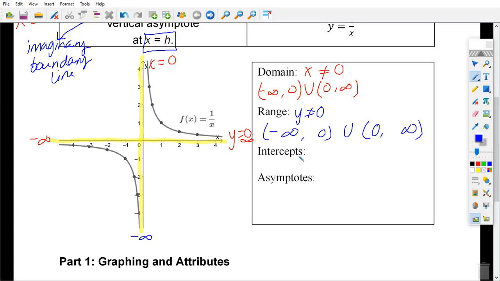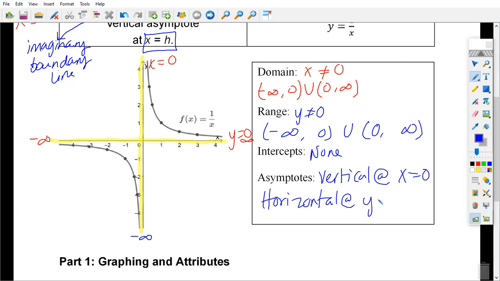For this one, are there any intercepts? No. Because it can't touch the x-axis or the y-axis, so I can't have any intercepts. But I do have asymptotes. I have a vertical at, where's my vertical at? Vertical's at x equals 0. And your horizontal is at y equals 0.